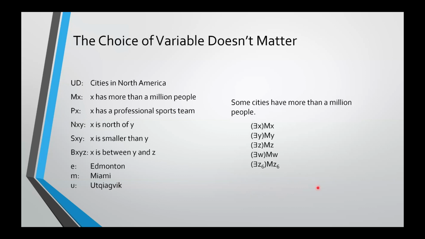Now, the choice of variable that you use when you're symbolizing quantified sentences doesn't matter. So if you look at all of these, right, all these different choices of variable, remember the variables can have numerical subscripts. These all mean exactly the same thing. They all just mean some cities have more than 1 million people, right? The particular variable that you use does not change the meaning of the sentence.